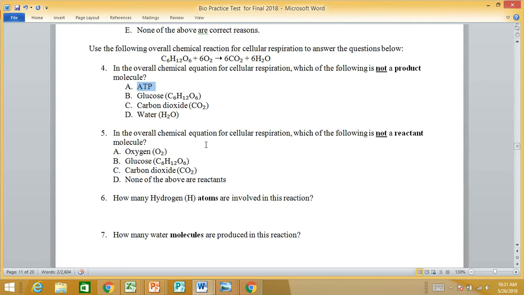In the overall chemical equation for cellular respiration, which of the following is not a reactant molecule? Well, oxygen is on the reactant side, glucose is, carbon dioxide is not, so that's going to be your answer.